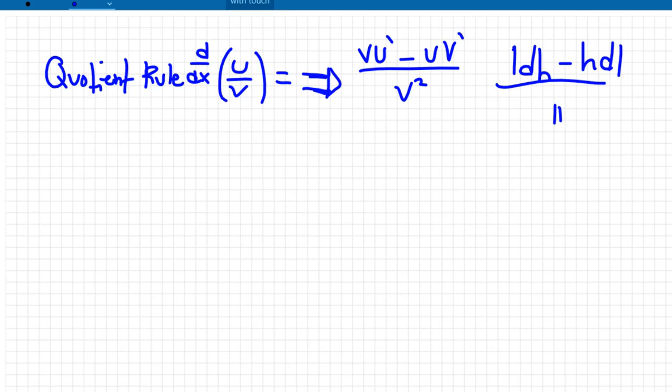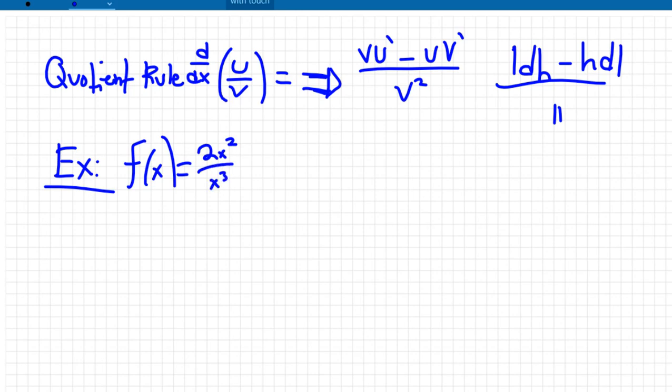All right, we'll do a straightforward example with this one as well. So example, we have a function of x equals 2x squared over x cubed. Again, I think it's pretty helpful to just lay out our u, u prime, v, and v prime. So u is our high, which is 2x squared. U prime is the derivative of u, so that would just be 4x.